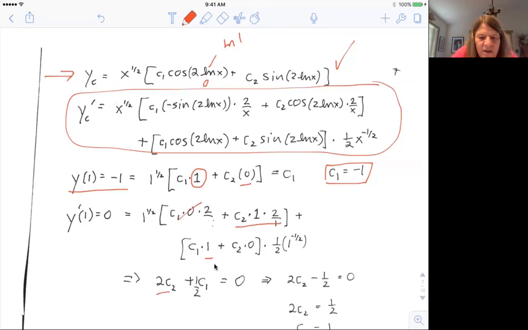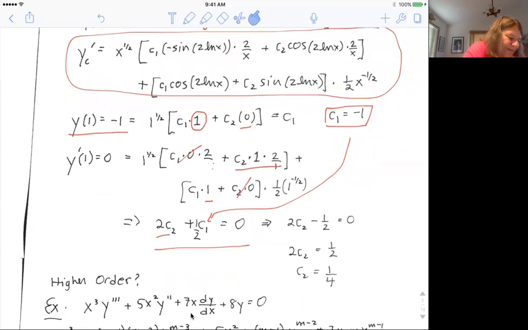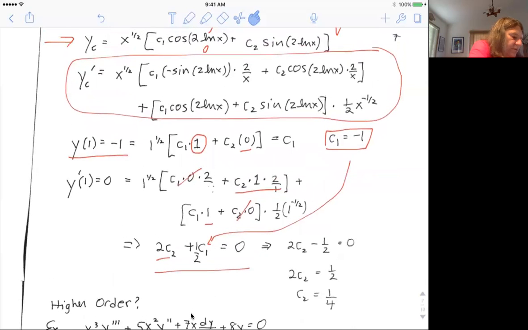And this thing is 1/2. So that drops out right there. So I get 1/2 C1 is equal to 0. All right, that's pretty nice. It's easy to solve. We already know what C1 was. C1 was -1. So if I put C1 equal -1 into that thing, I get 2C2 minus 1/2 equals 0. Move the 1/2 over, divide by 2, and I get C2 equal 1/4.